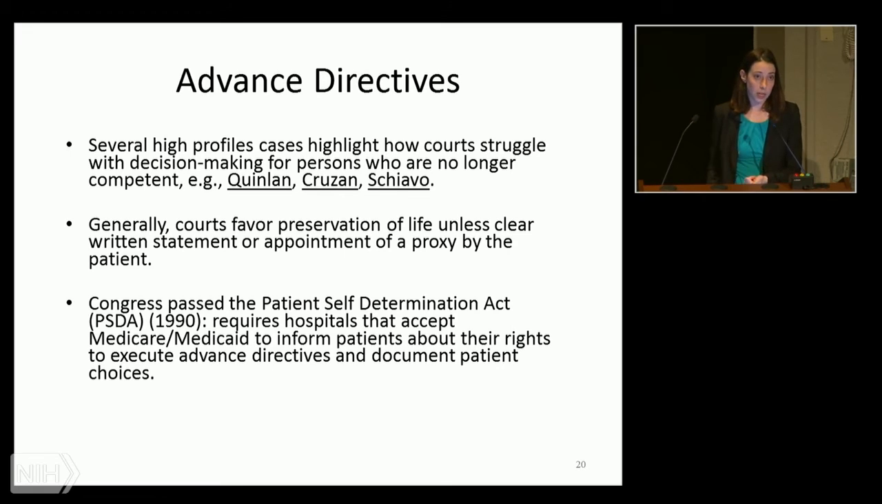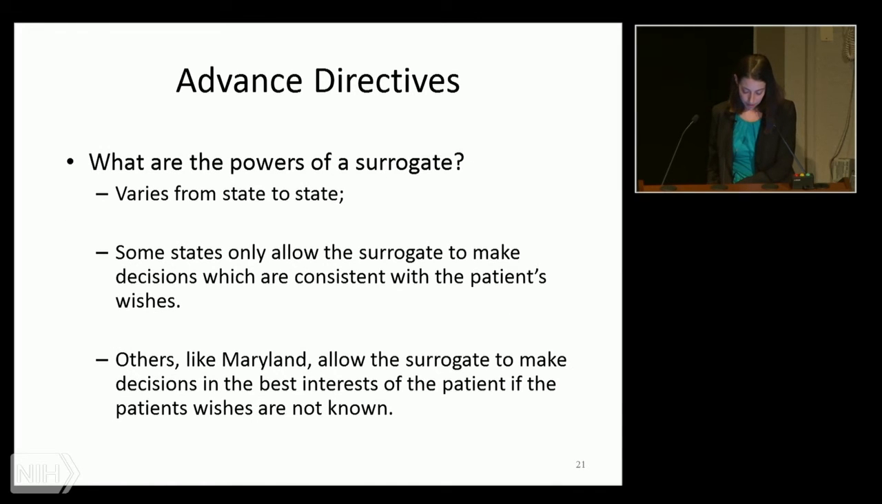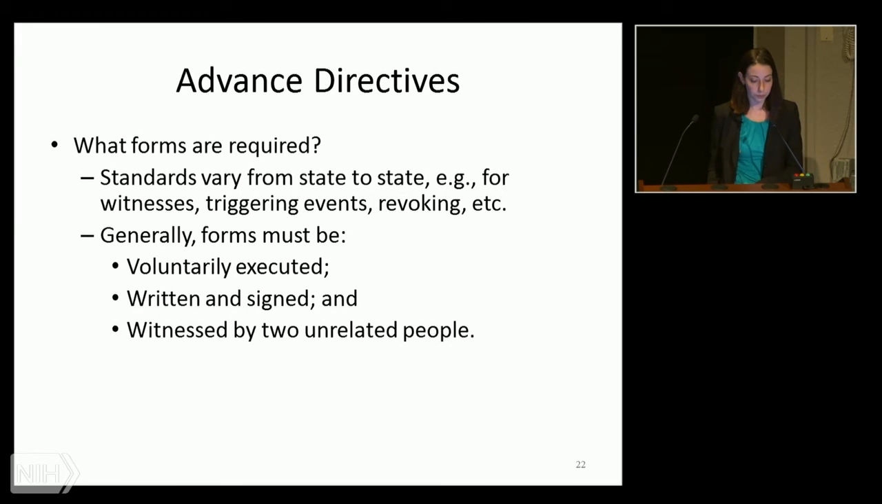So we've talked about guardians and we've talked about advance directives. Now we're going to move on and talk about surrogates. Surrogates, the power of a surrogate varies from state to state. Some allow surrogates to make decisions only when it's known what the patient's wishes are. Some states, like Maryland, allow the surrogate to make a decision in the best interests of the patient. The forms also vary state by state. Generally they have to be voluntarily executed, written, signed, and witnessed by 2 unrelated people.